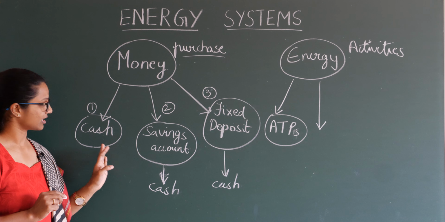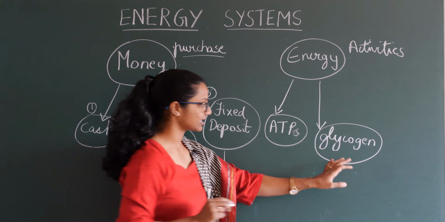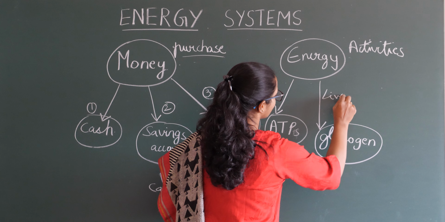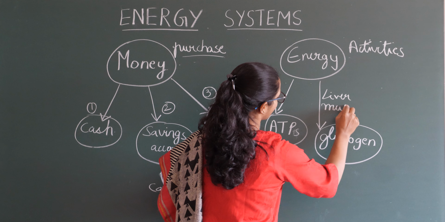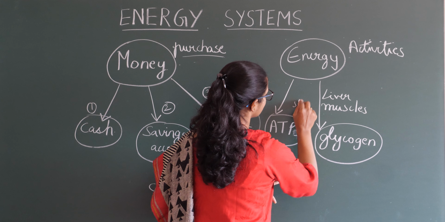Now there are other forms of energy, like the man had his savings account, which is nothing but glycogen. So energy that is in the form of a savings account is glycogen, and glycogen is nothing but the stored form of energy, and this energy is stored in our liver and in the muscles, skeletal muscles.